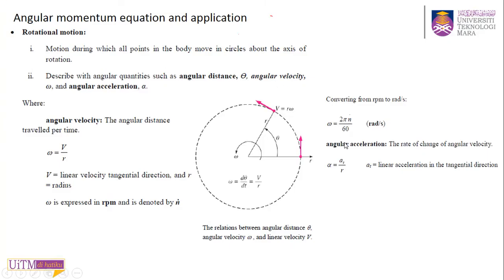Okay. So the difference between linear and angular momentum is that for angular momentum, the body, the fluid, is moving in a rotational motion.